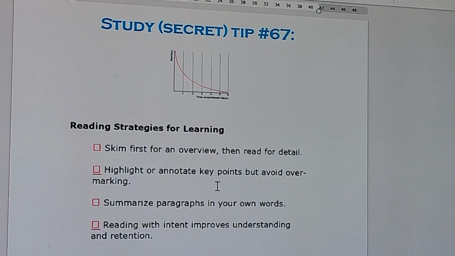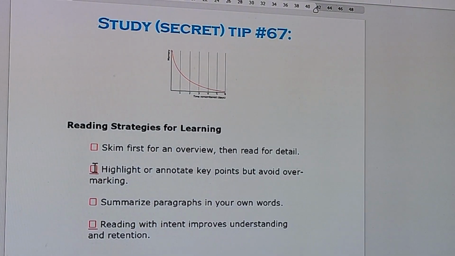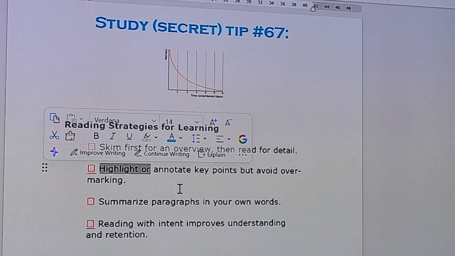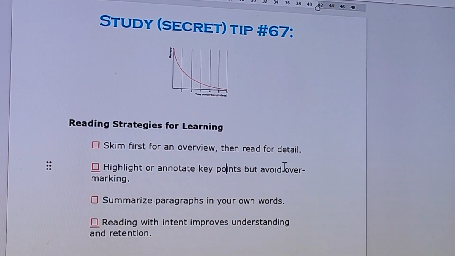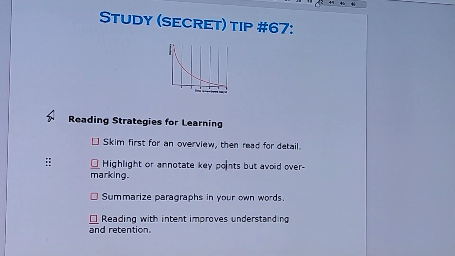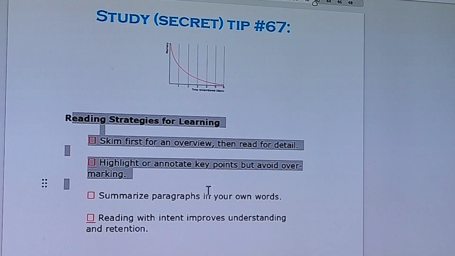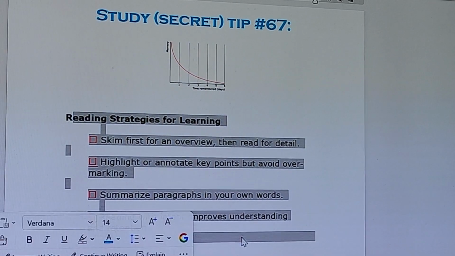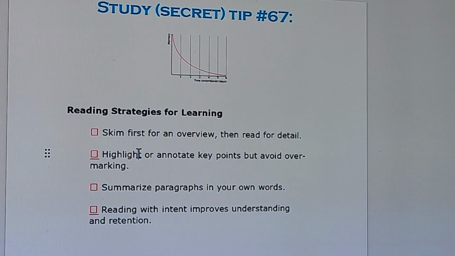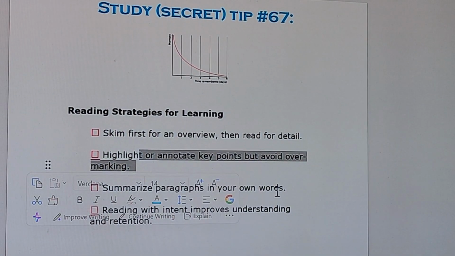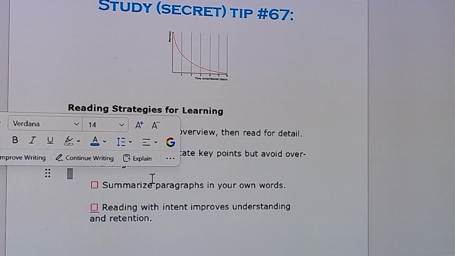But always have a pen or a highlighter in your hand. You highlight the important work, you annotate key points, but you avoid overmarking. Don't underline the whole page. You know, some people highlight everything. Don't do that. Just highlight the parts that are important, right? You highlight that, you highlight that, you highlight that, right?